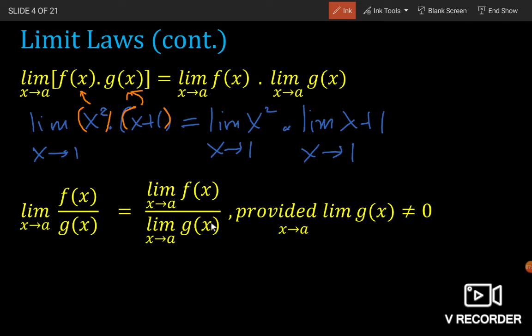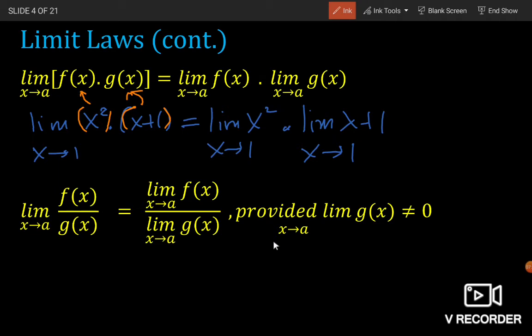Because if this is equal to 0, then this whole expression will be undefined. So we have to make sure that the limit of g of x as x approaches a, which is in this case our denominator, must not be equal to 0.